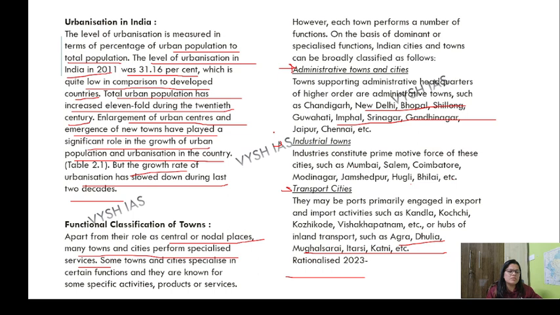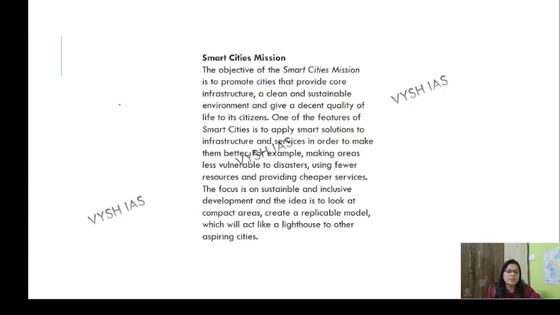Just remember these names. Administrative towns like Jaipur, Chennai, where I belong to, and on the basis of dominant or specialized function, Indian cities and towns. Okay, so what you have studied in this thing?